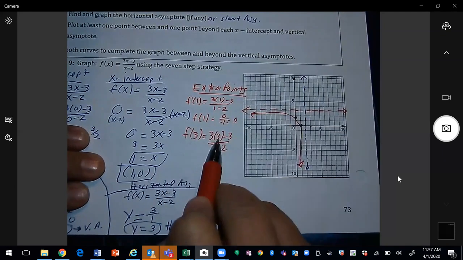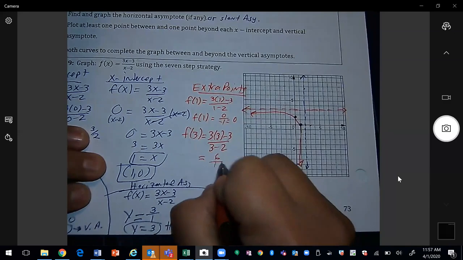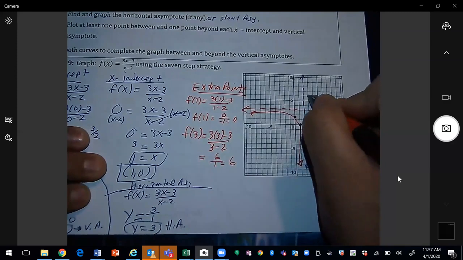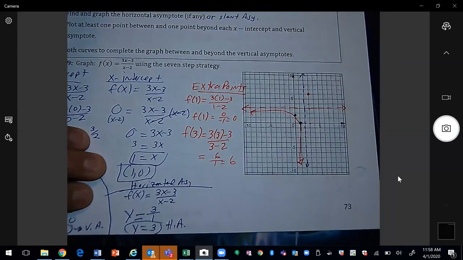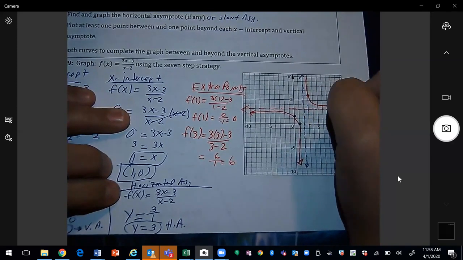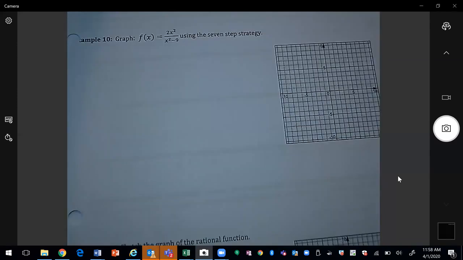So 3 times 3 is 9, minus 3 is 6. 3 minus 2 is 1, so we get 6. So I'm going to go up here, 1, 2, 3, 4, 5, 6. Okay, and then you can plot in more points, or you can just know that since they're asymptotes, the graph is going to get close, but not touch. This one doesn't give us a lot of points.